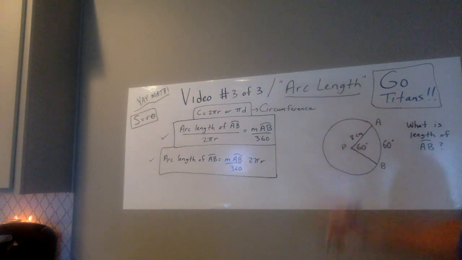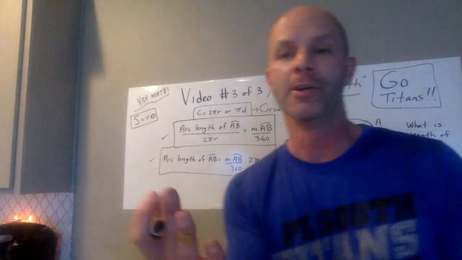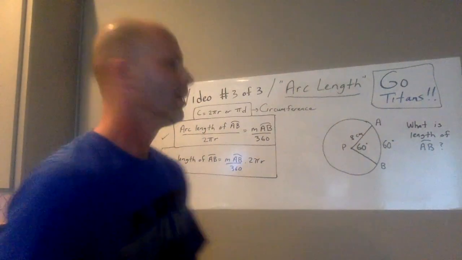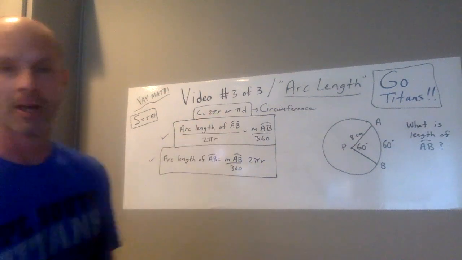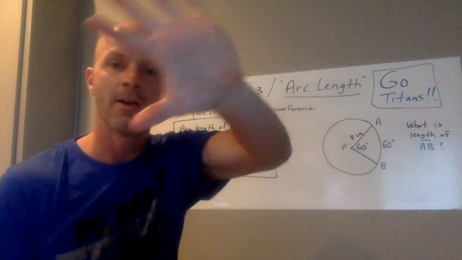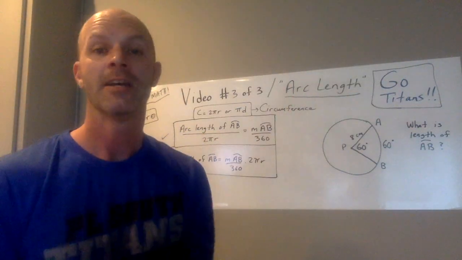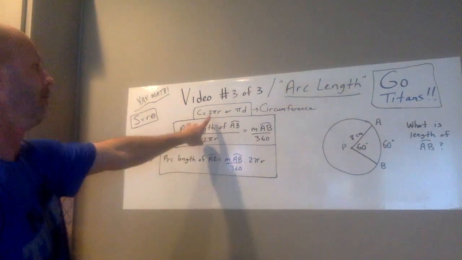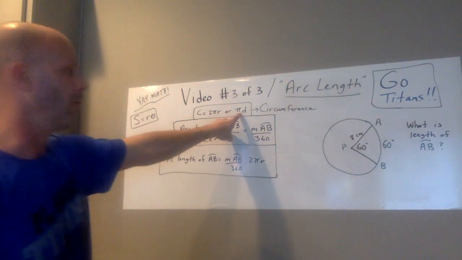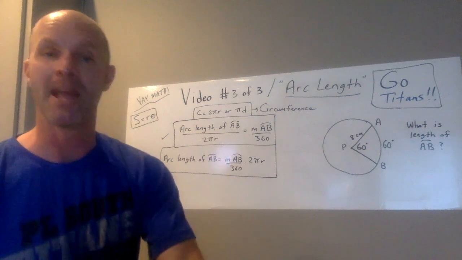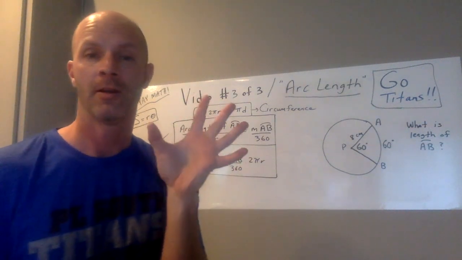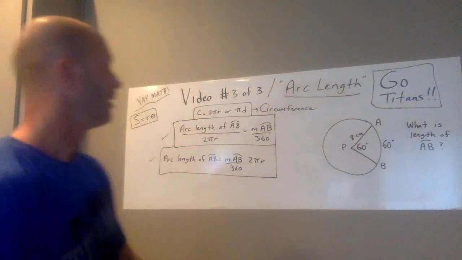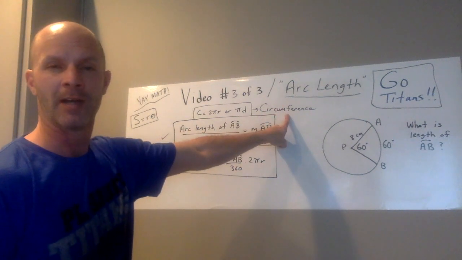Again, go Titans. First, what we want you to do is copy this down. First off, C is circumference. What is circumference? Distance around, wax on, wax off. Distance around a circle. We do 2 pi r or pi d. Pi times diameter or 2 times pi times radius. It works both ways. So that's circumference. You're going to want to copy that down.